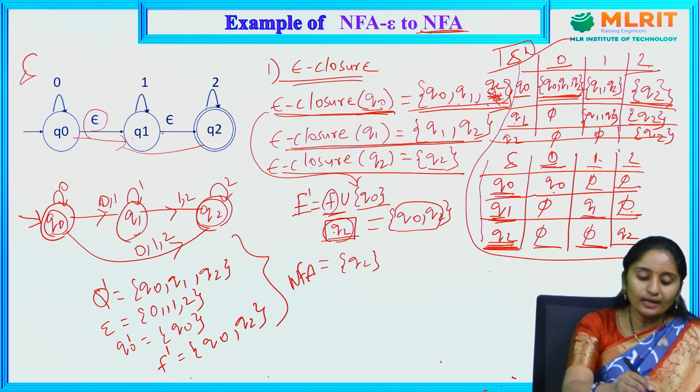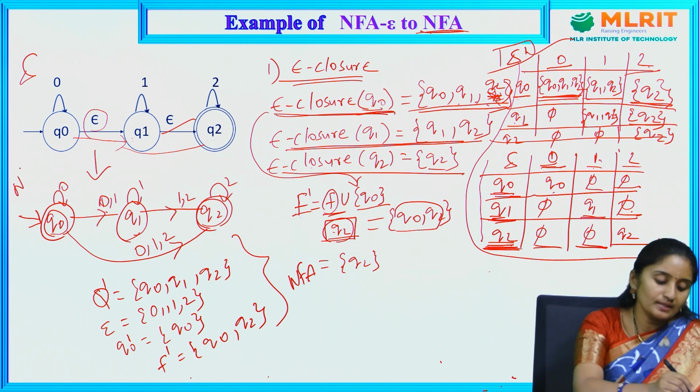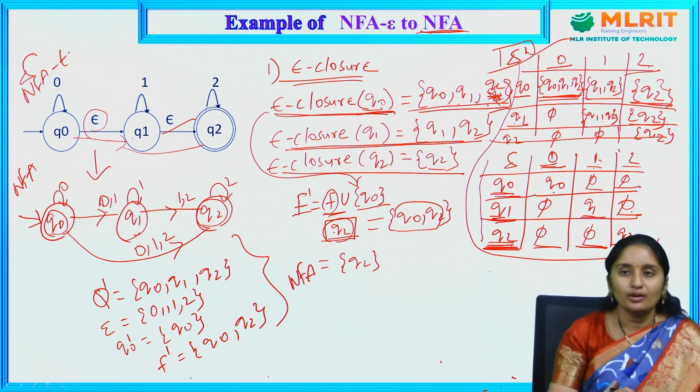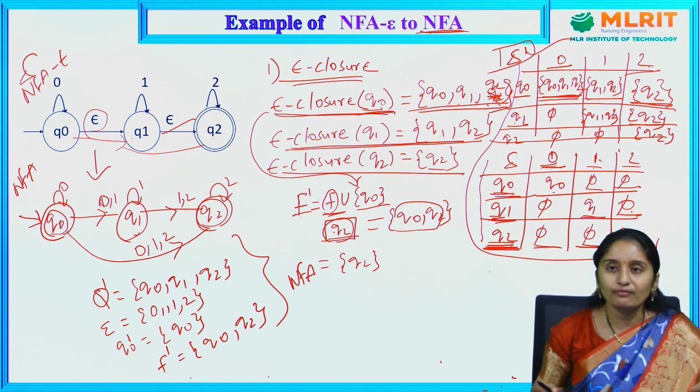So the given NFA with epsilon, we converted to NFA. So this is NFA, and that was NFA with epsilon. This is about NFA with epsilon to NFA.